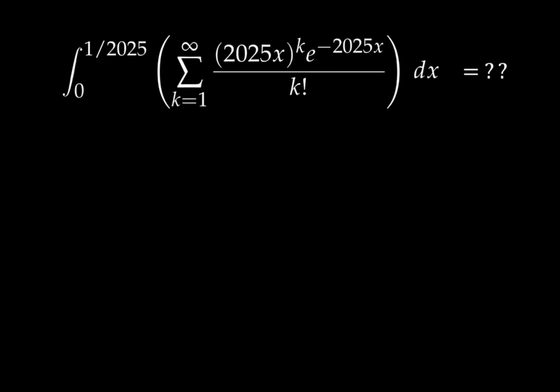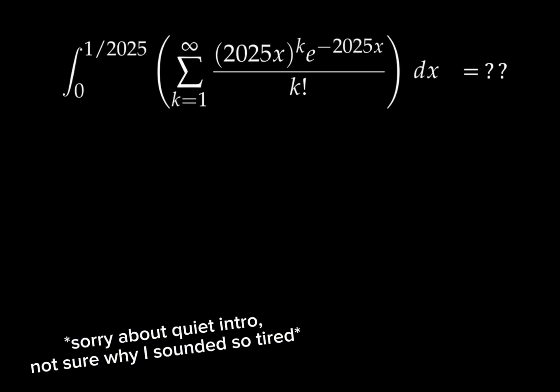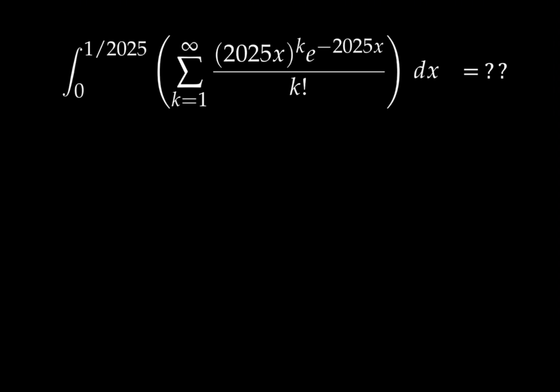Today, we are going to be solving a problem that comes from the 2025 MIT Integration Bee. It says to evaluate the integral from 0 to 1 over 2025 of the infinite sum of 2025x raised to the k times e to the negative 2025x over k factorial dx.